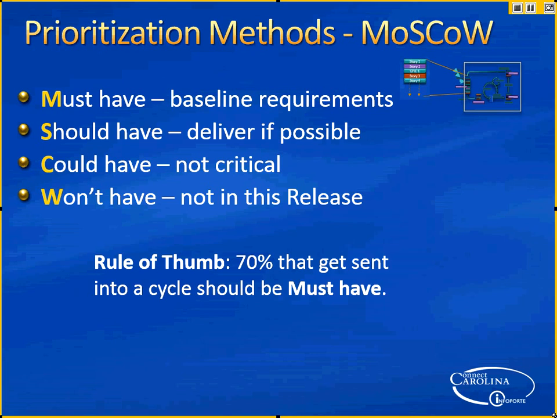So, MoSCoW, right? What are the ones that I must have? So, baseline requirement. Should have, could have, won't have, at least not in this release. As a rule of thumb, 70% of things that get sent into a sprint should be must-haves. And then the other 30% split between should-haves or could-haves. Focus on the most important stuff.